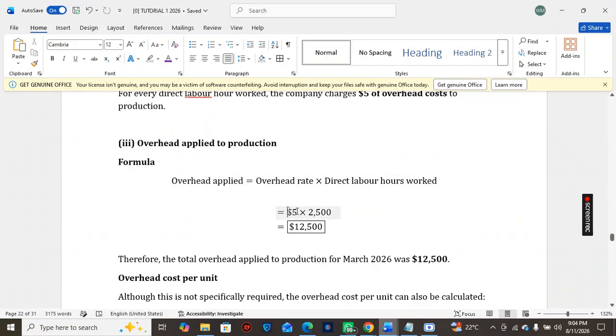And we come back to the same 12,500 because we have our overhead rate, $5 per labor hour, and the number of labor hours worked, 2,500 labor hours. So the overhead is 12,500. Any questions?